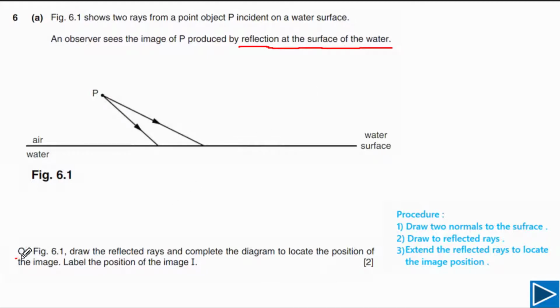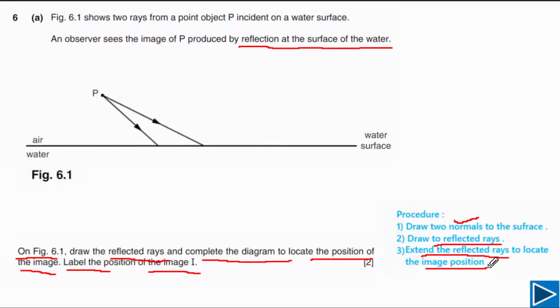For this question on figure 6.1, we need to draw the reflected rays and complete the diagram to locate the position of the image. We also need to label the position of the image using letter I. Now let me explain how to draw reflected rays. The first step is to draw two normals to the surface, and in the second step we will draw reflected rays, and then we will extend the reflected rays to locate the image position, and finally we will label the position of the image with letter I.